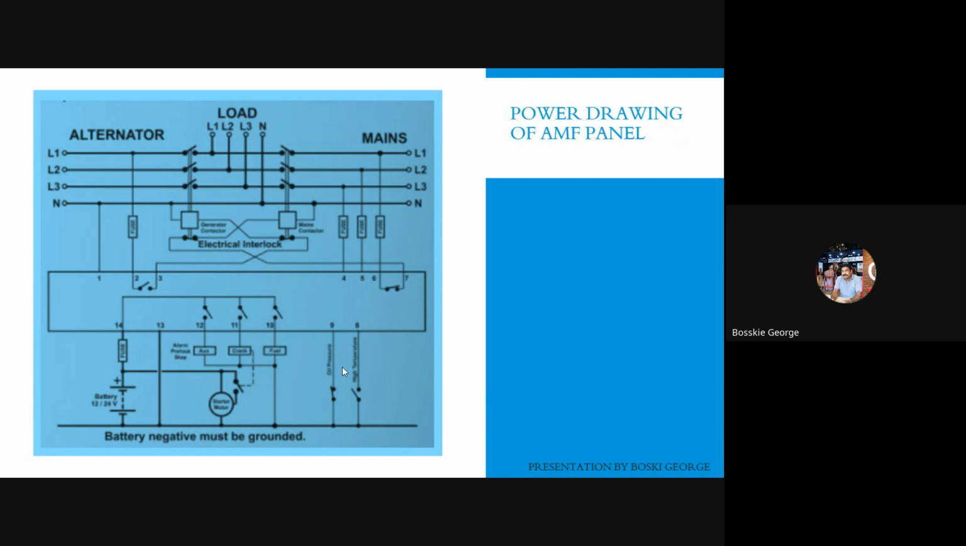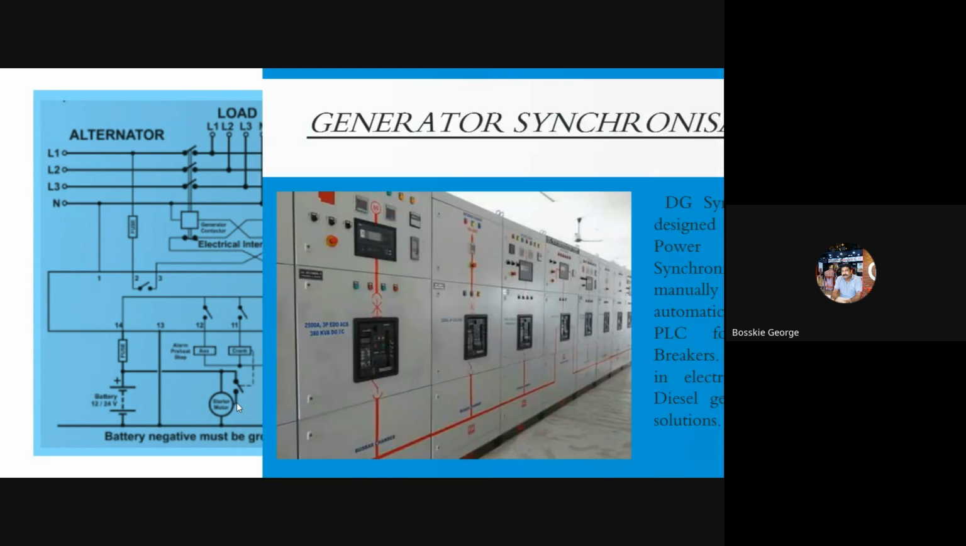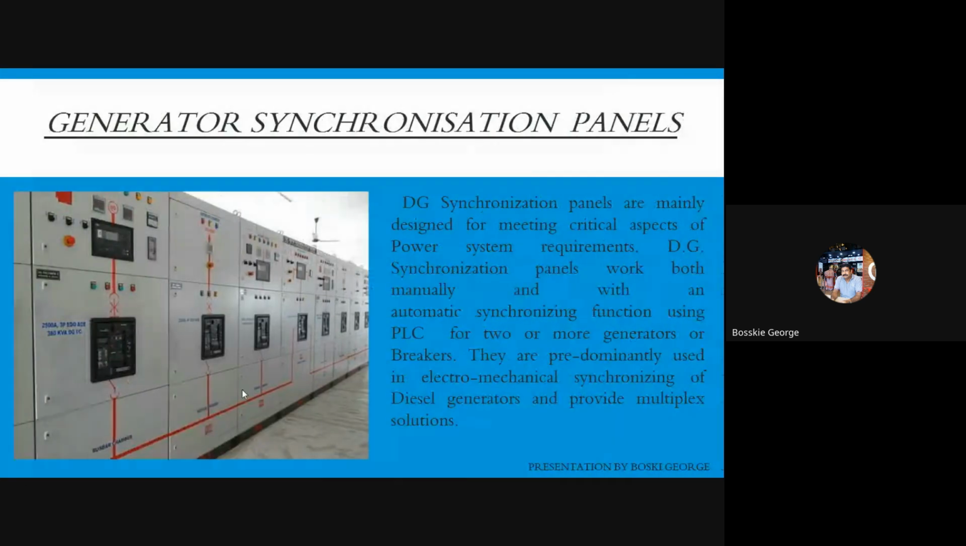So what are the control circuits involved in these AMF panels? All this we will discuss. How we will select the mains contactor, how to select the generator contactor, auxiliary contactors will be there, the AMF relay is there. What are the basic electrical connections of AMF panels, that we will discuss. Next, we will move on to generator synchronizing panels.